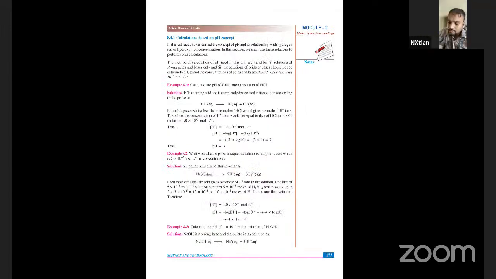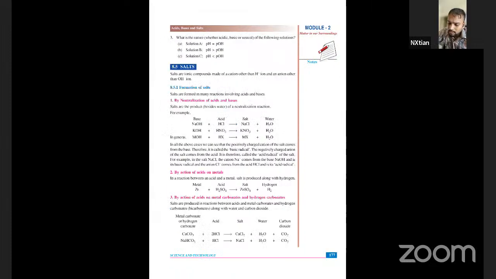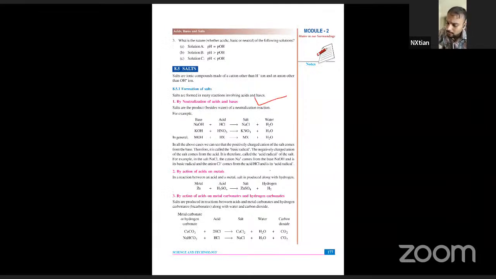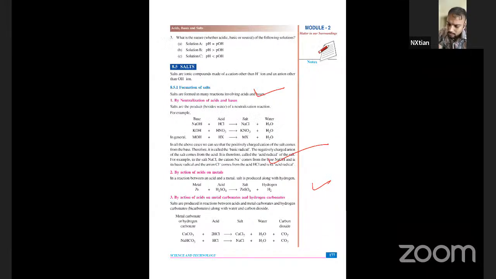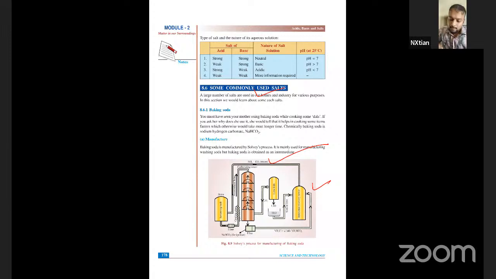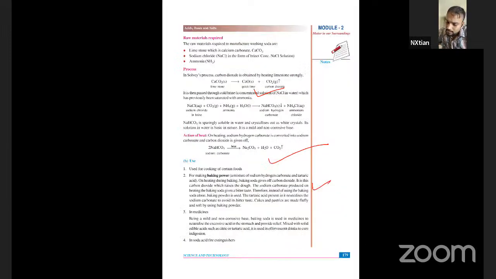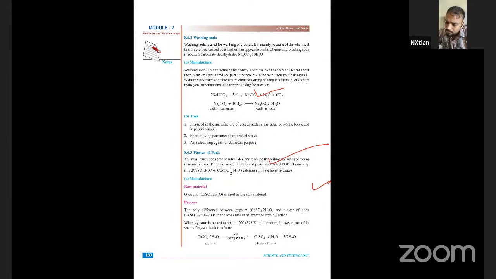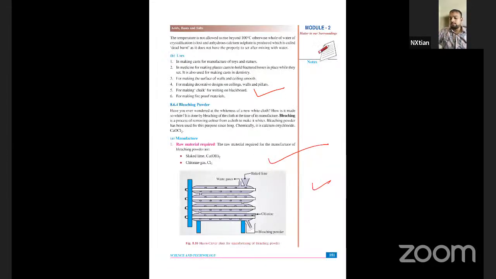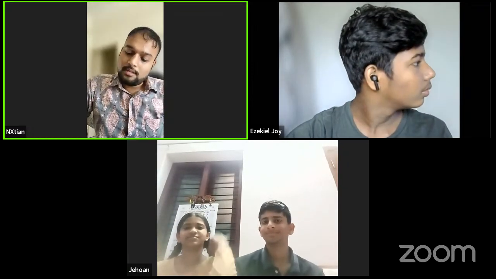So we did this pH one. Now today we will learn about the formation of salt. In this also, I guess, neutralization was done, acid and base, and this one is also done. Now today we will learn about making of baking soda. Before that, we will learn the bleaching powder first, and then we will do the rest of that.